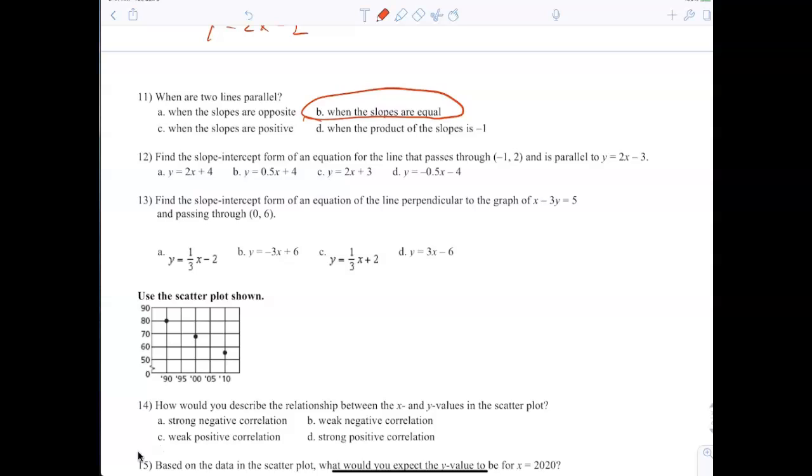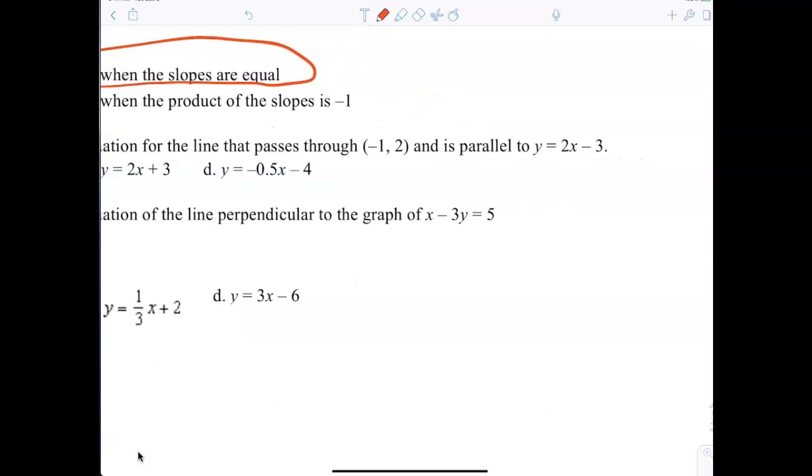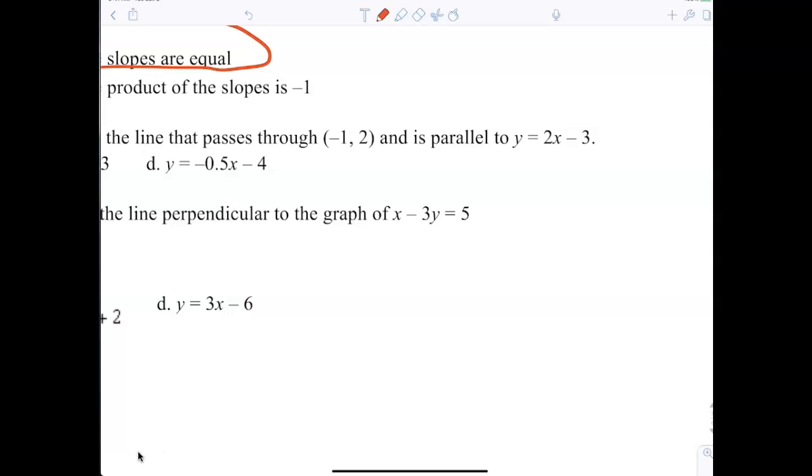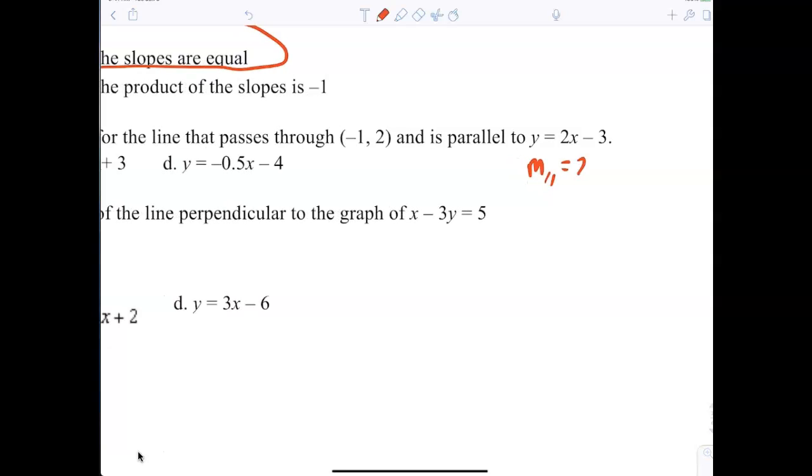Number 11, find the slope-intercept form of the equation that passes through the point -1, 2, parallel. All right, so if the lines are parallel, remember, the slope of the parallel line would equal what? 2, right, yep, because we're using this equation for the slope. And the slope of that equation is obviously what? 2. So that means the slope of the parallel line would also have to be 2. Now it's passing through the point -1, 2. So again, we're going to start with point slope. So we would say y minus 2 equals 2 times x plus 1.